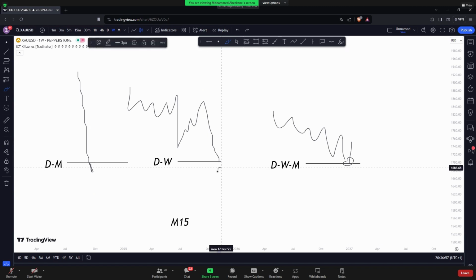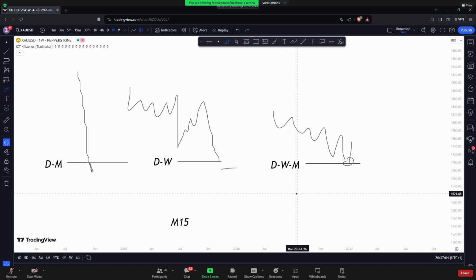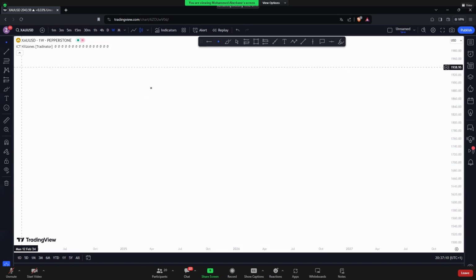So 20 SL, 60 pips TP is 3R, okay? Sorry for my bad drawings. Okay, so here you're going to have 3R at least, or if you have 100 pips TP, you're going to have 5R. Okay, let's take some examples here.